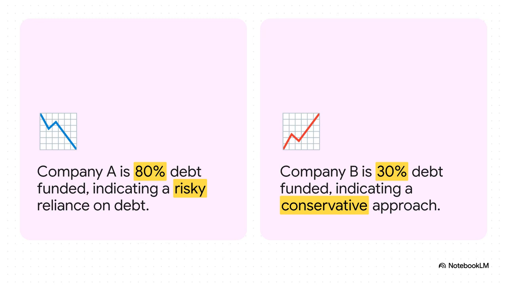Let's look at a quick mini scenario to really lock this in. Say Company A has a debt ratio of 0.8. Well, that means 80% of its assets are funded through liabilities. That indicates a highly leveraged, pretty risky reliance on debt financing. But on the flip side, Company B has a ratio of 0.3. This tells us only 30% of their assets are debt funded, which points to a much less leveraged, far more conservative approach. So as an analyst or a candidate, when you see a high debt ratio, you instantly know that company carries a much heavier burden of fixed financial costs.